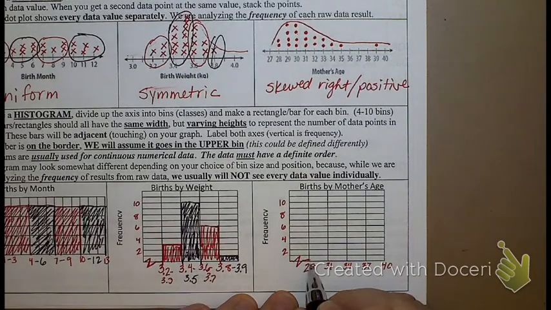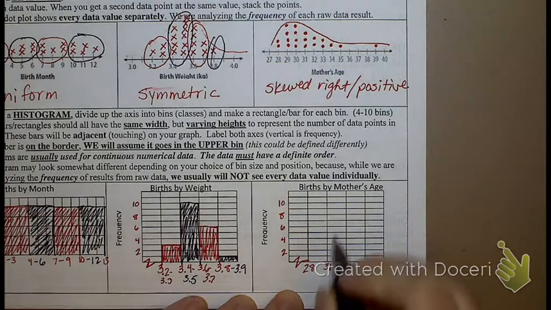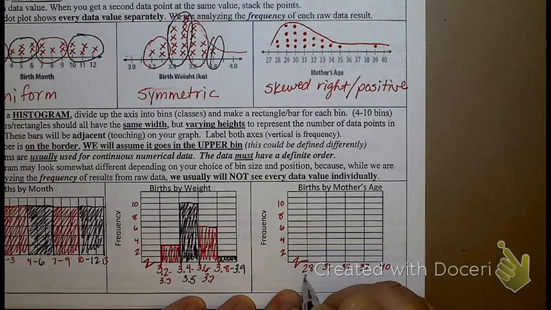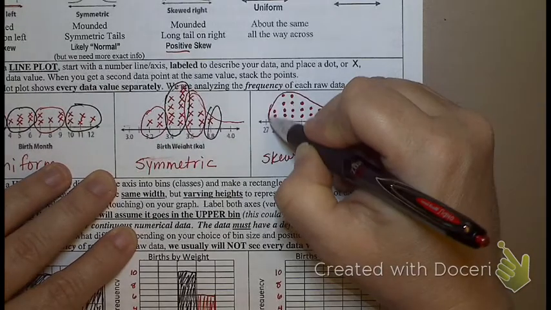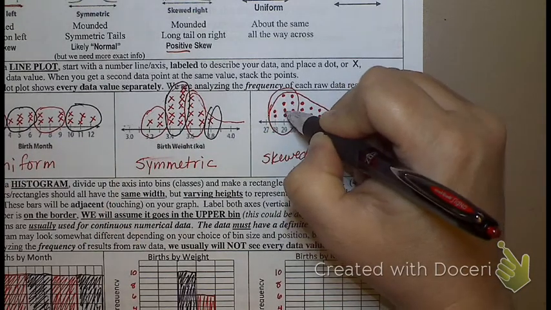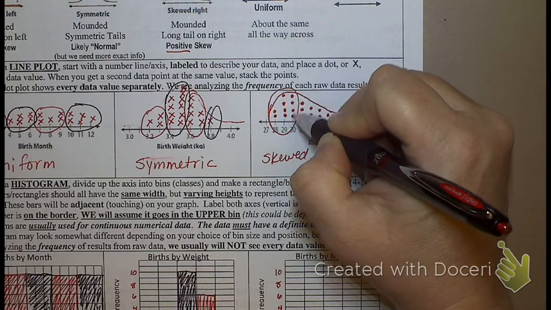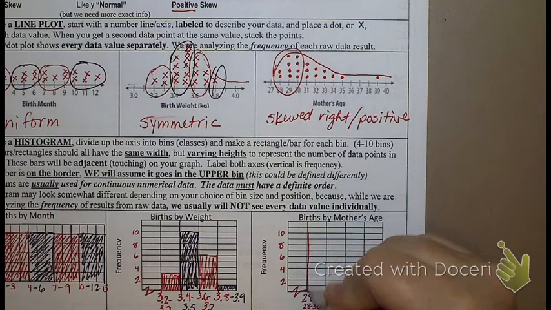So what is my first bin going to be? It's going to be 28, 29, and 30, correct? Because 31 starts the next one. So this is 28 to 30. How many dots are in 28 to 30? 1, 2, 3, 4, 5, 6, 7, 8, 9, 10. So that's where my tall bin is, right there.